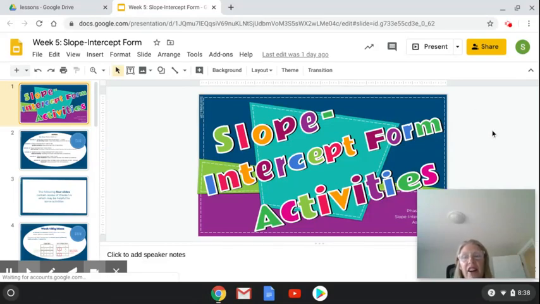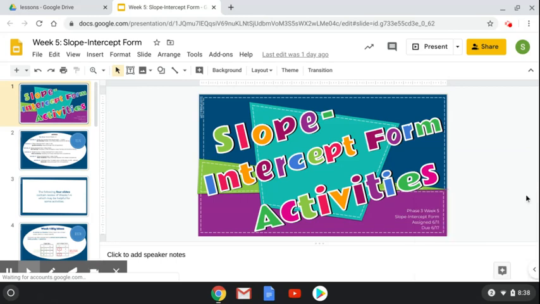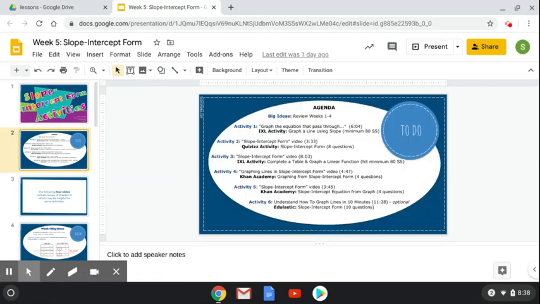This is our fifth and final lesson of Term 3 together, and the lesson focuses on slope-intercept form. It is due no later than June 17th at midnight. So the first few activities are just looking at Google Slides to review the big ideas over the last month.